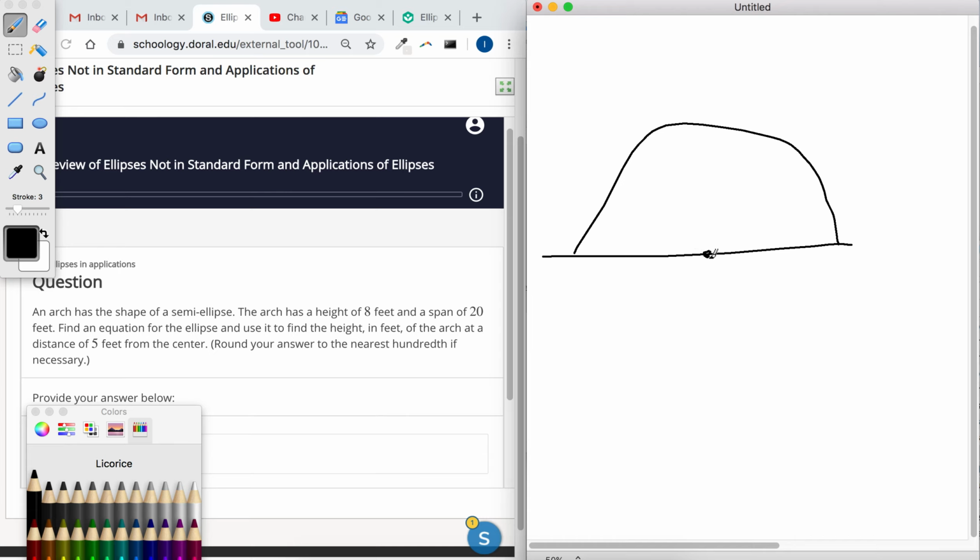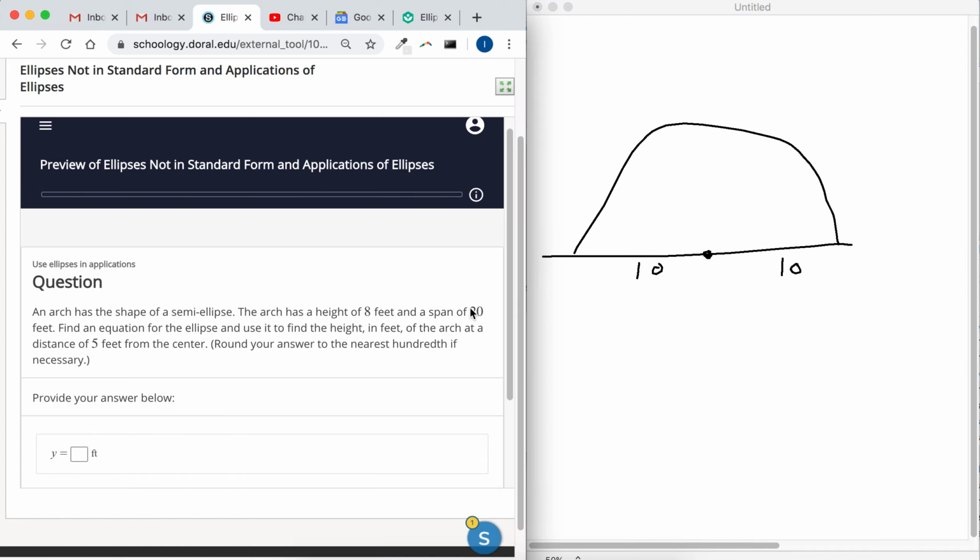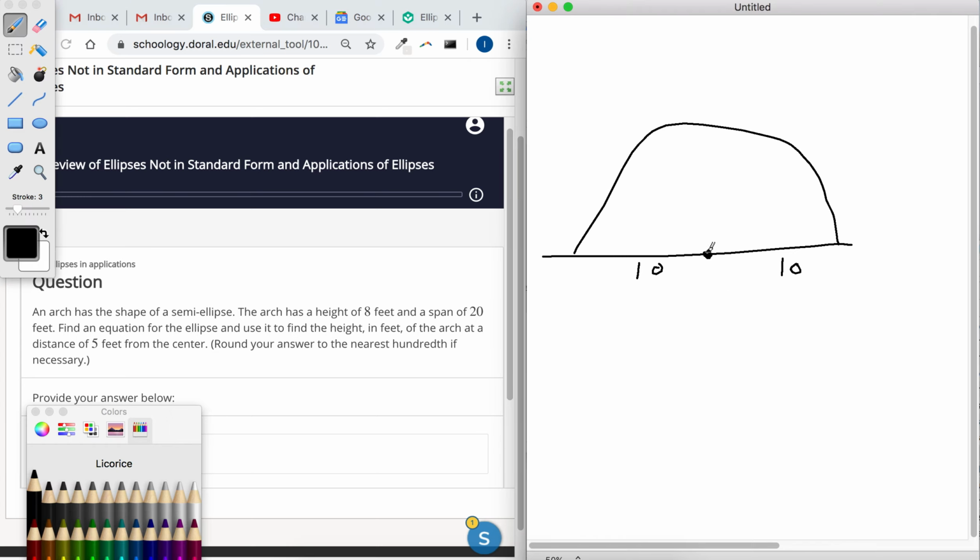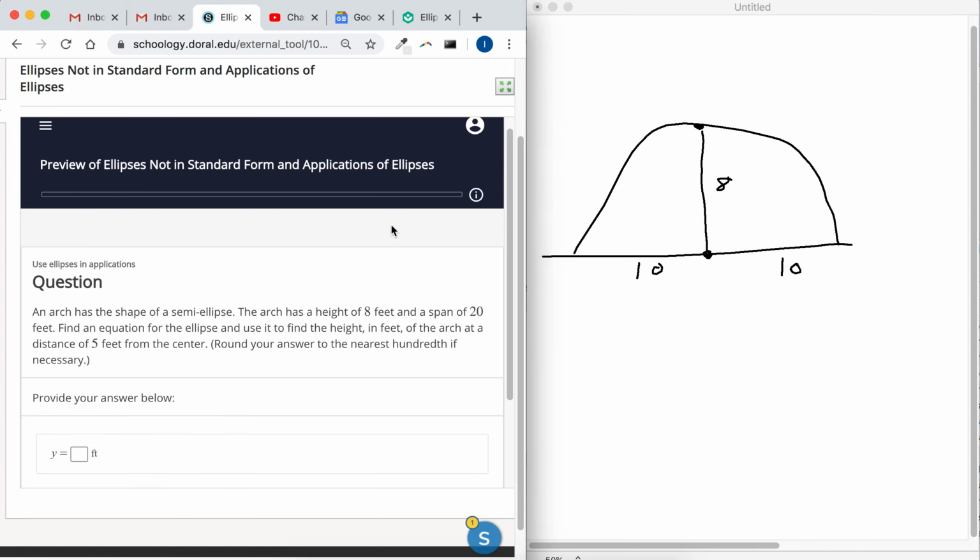Okay, so it's 20 feet across, which means it's 10 feet in its major radius. Excuse me, the radius of the major axis is 10. That way you get 10 plus 10 makes 20. And the height is, the arch has a height of 8 feet. So the length of the minor axis looks to be 8.